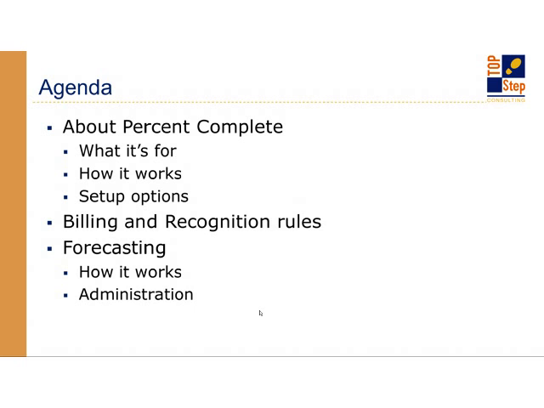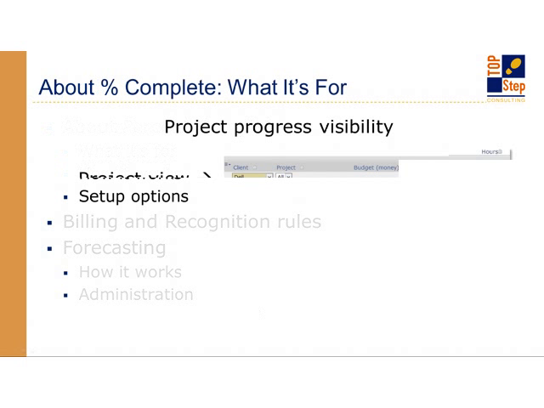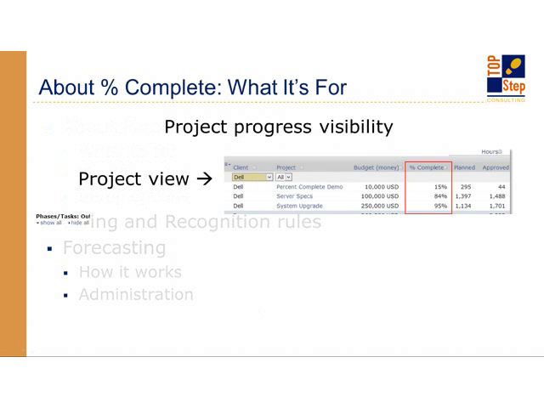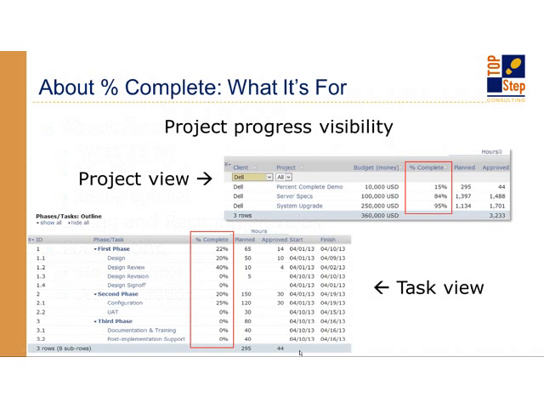So let's start with about percent complete. What it's for. The first thing you can use percent complete for is just kind of visibility into the progress of the project. This might seem a little bit obvious. I apologize for that if so, but it can come in handy. So if you are not the one who is intimately involved in the project day to day, but you want to just sort of check on, hey, how are things going? How far along have we come in the project? This is a way to do it.